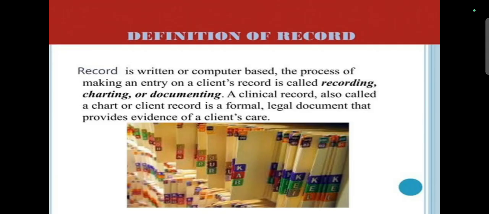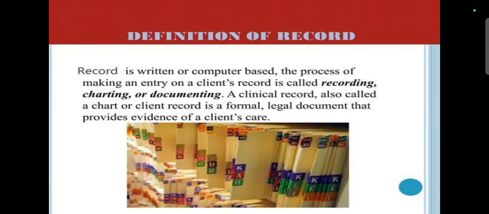Before moving further, what is the importance of medical records? We will discuss overall why these records are required. Records are actually required in all aspects, and are written on a computerized basis. The process of making every client record is called record charting, record documenting, the clinical record.